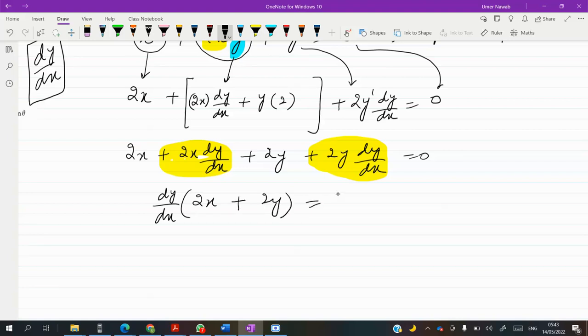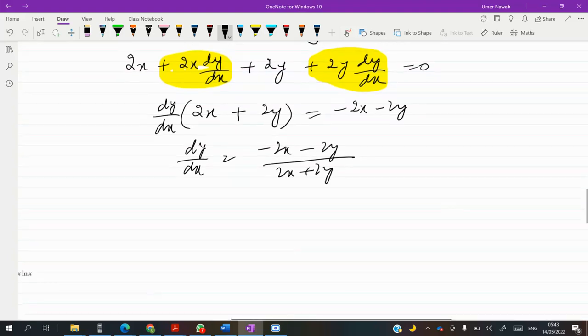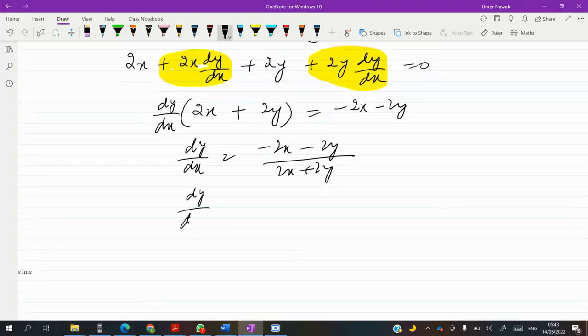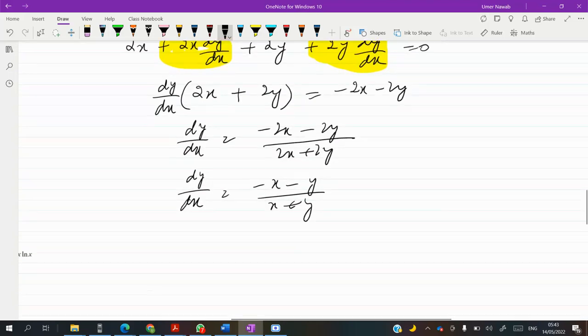And on the other side we send the 2x and the 2y. So minus 2x and minus 2y, and then dy by dx equals minus 2x minus 2y over 2x plus 2y. You can also write it in simplified form, which is minus x minus y over x plus y. So this is implicit differentiation.